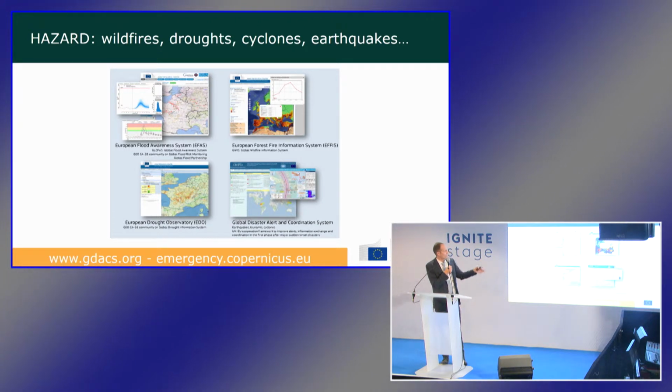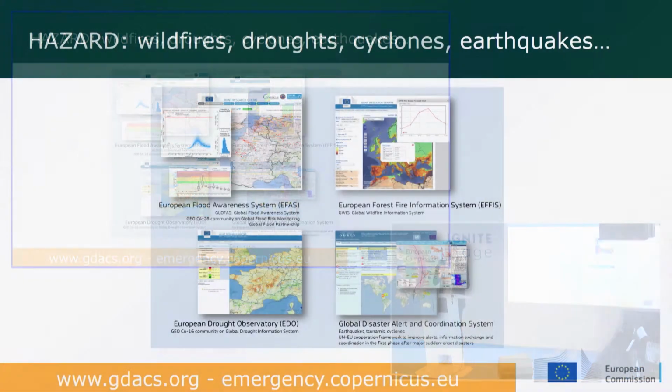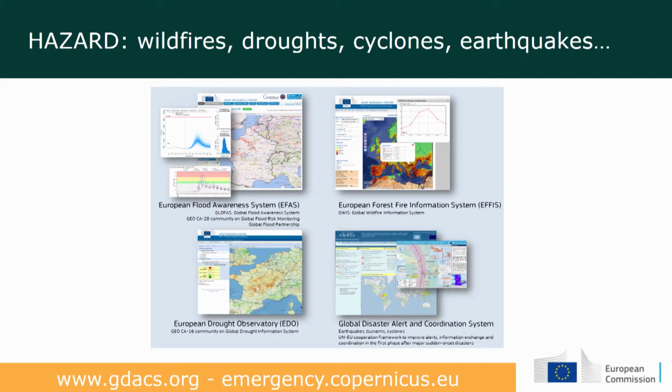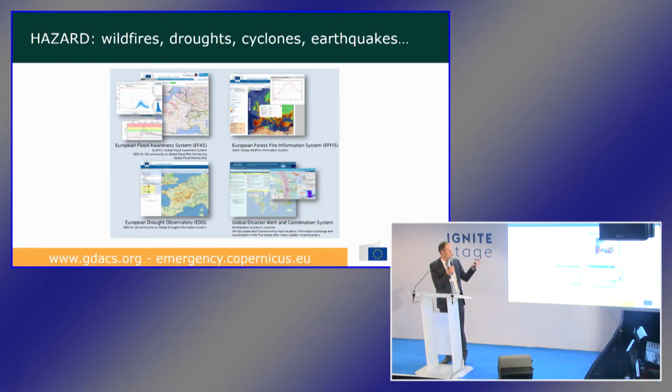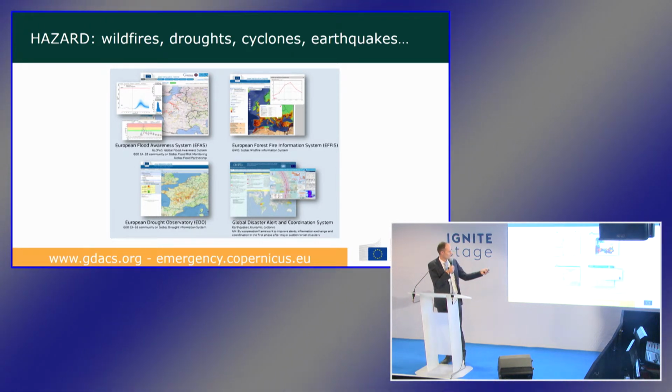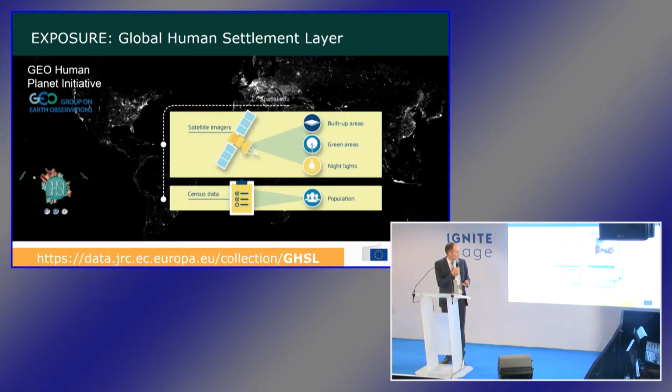We know about wildfires, droughts, cyclones, earthquakes. Our center has worked for a long time on building these data sets that are valid on a European level, but also increasingly on a global level, working with many partners, many of them here, that collectively try to have data available on wildfires, droughts, etc.